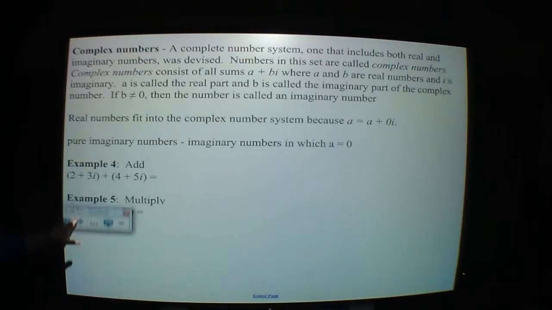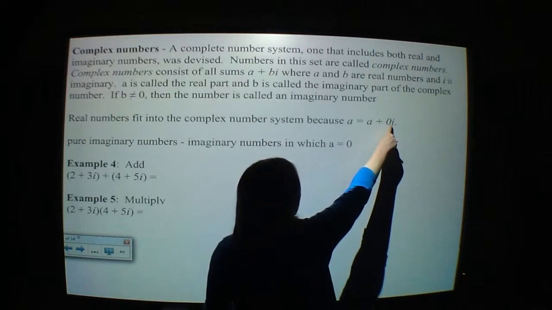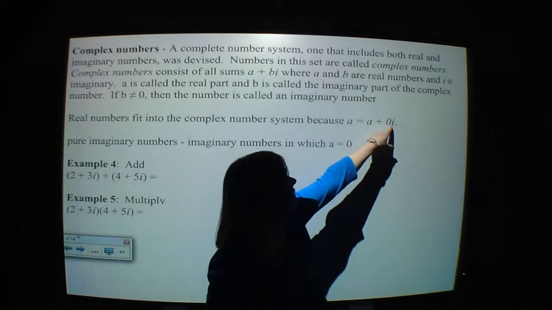Complex numbers. A complete number system, one that includes both real and imaginary numbers, was devised. Numbers in the set are called complex numbers. Complex numbers consist of all sums a plus bi, where a and b are real numbers and i is imaginary. a is called the real part, b is called the imaginary part of the complex number. If b is not equal to 0, then the number is called an imaginary number. Real numbers fit in the complex number system because if the imaginary part is 0, you have a real number. Pure imaginary numbers would be where a is equal to 0, and you only have the i part.